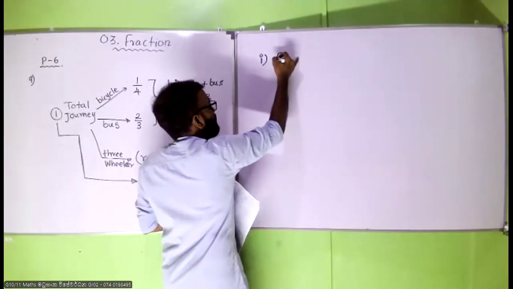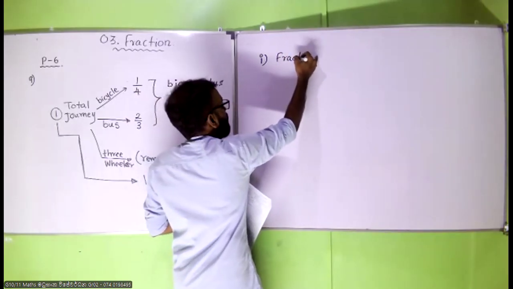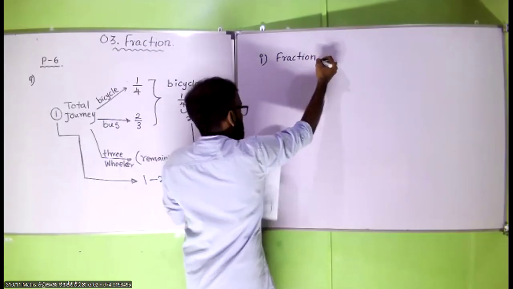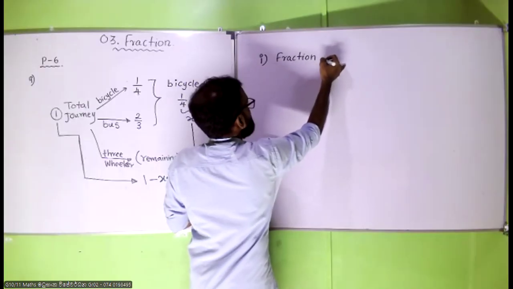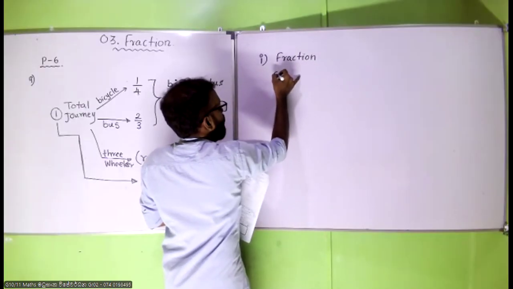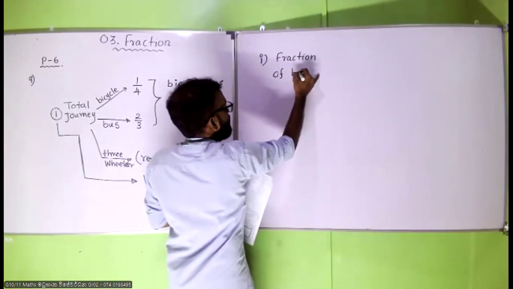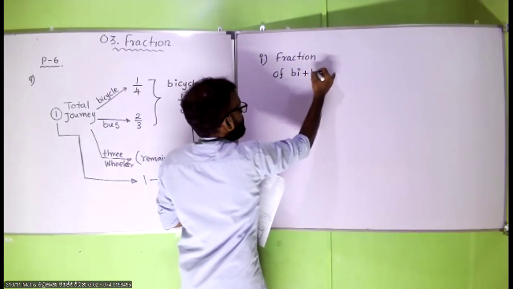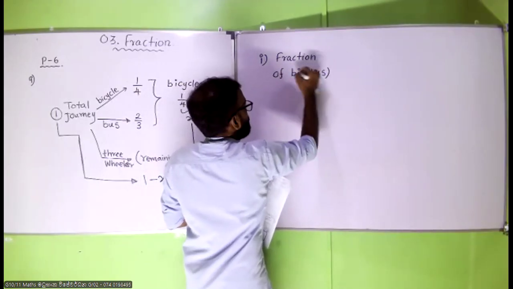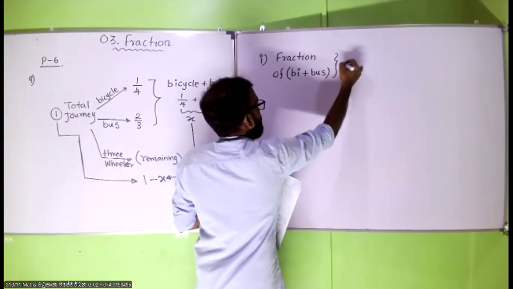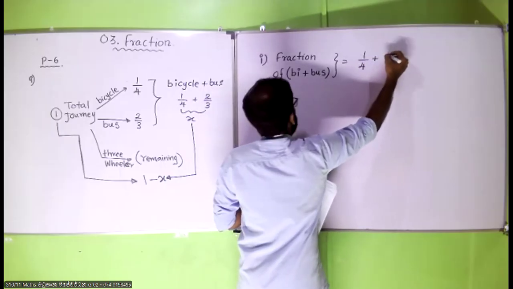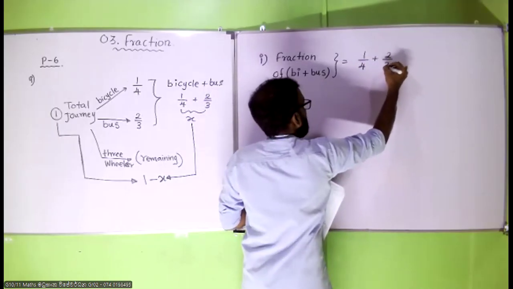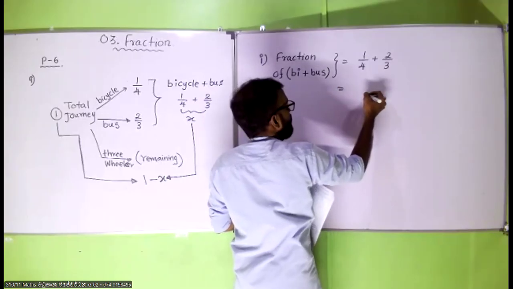Right, fraction of the journey. I will write bicycle plus bus equals 1/4 plus 2/3.